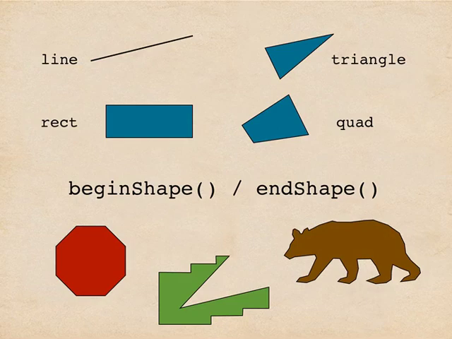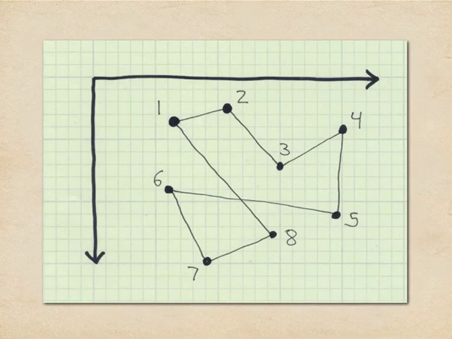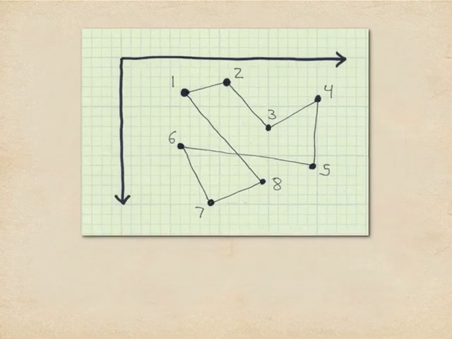So let's see how beginShape and endShape work. There's really nothing to it. Here's a little sketch I made on a piece of graph paper where I've created an 8-pointed shape. And you'll notice that it crosses over itself. Processing is just fine with that. So let's see how to actually get Processing to draw this shape.